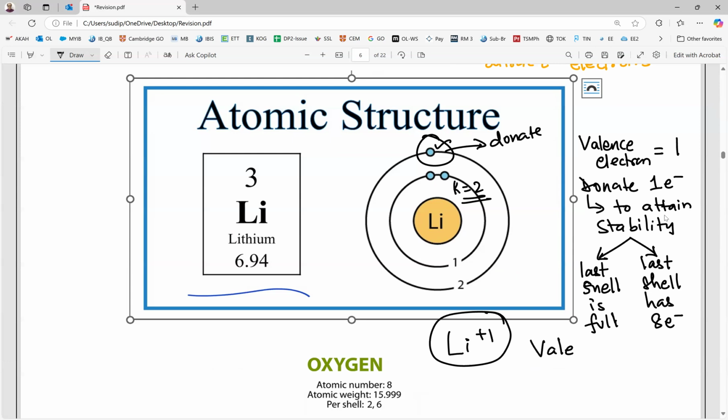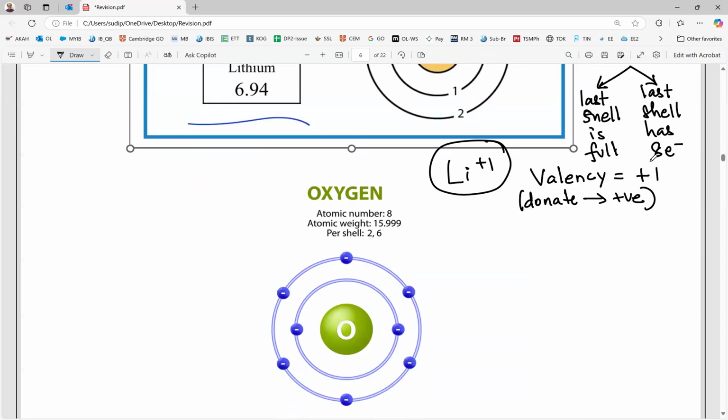That plus 1 is your valency, which means how much it can give, how much it can take. So if it donates, it is positive. Just remember that part. If it donates, it is positive. Right. Because it is losing electrons. So it will be positive.